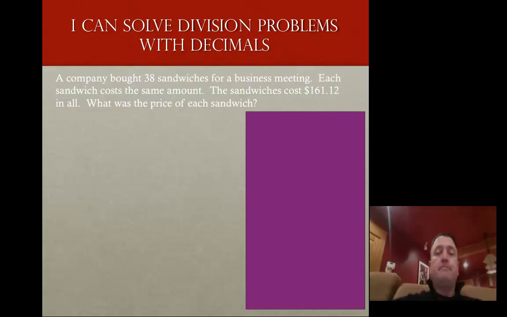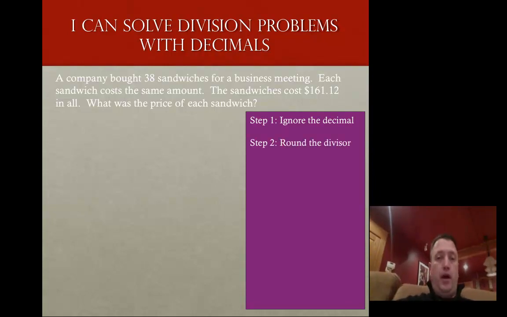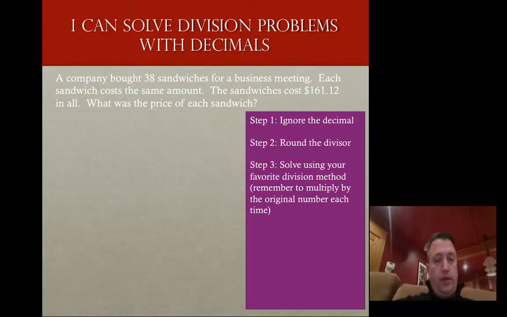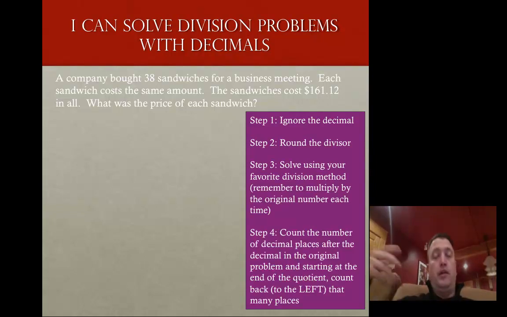So, step 1, ignore the decimal. Step 2, round the divisor. Step 3, you solve using your favorite method. And then you remember when you do that, you have to use the original number. We don't use the rounded number. And then we do the same thing where we put that decimal point at the end. We count how many places and we move it to the left.